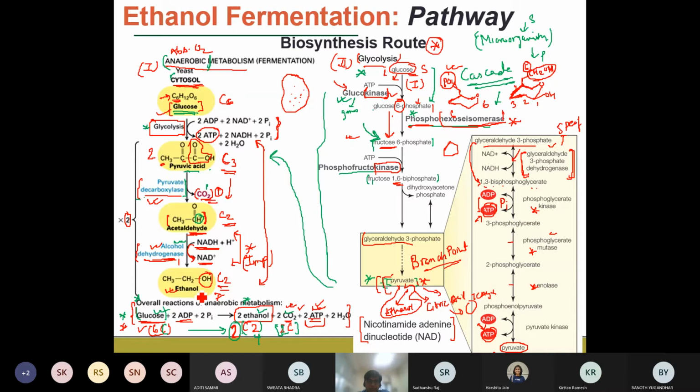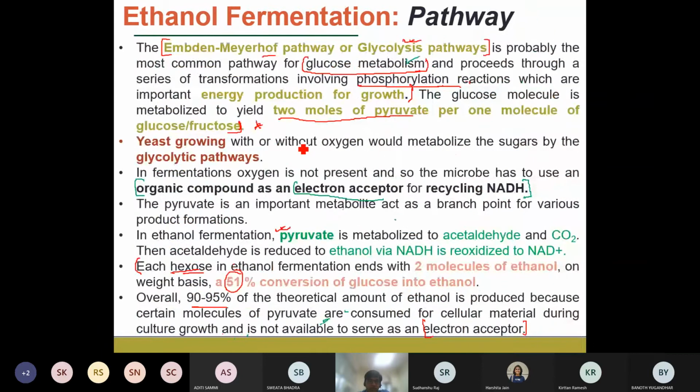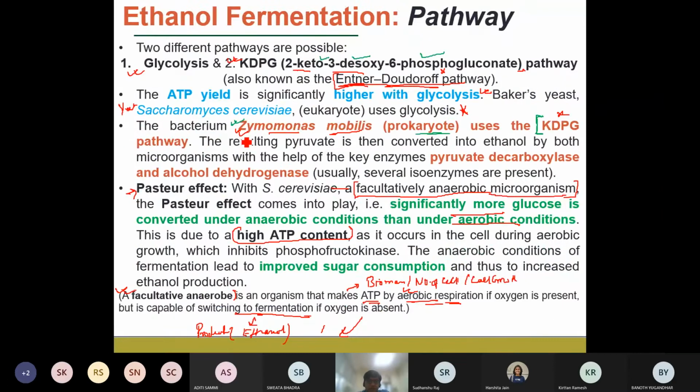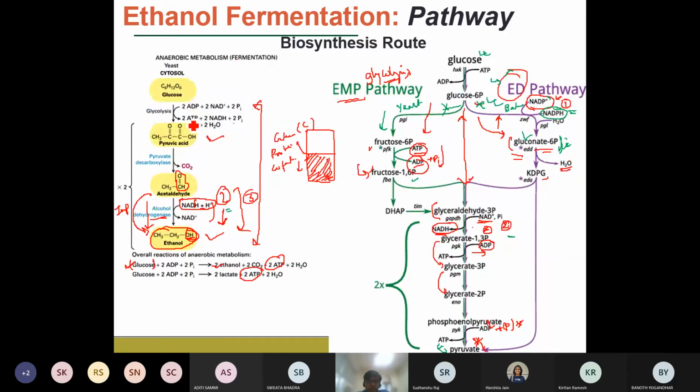And we have seen that, for example, if you have a bacteria or if you have a yeast, the pathway for the yeast is different from the pathway followed by the bacteria. The bacterium in this case was the Zymomonas mobilis, and the yeast that we used was the Saccharomyces cerevisiae. So we looked into the difference in the pathways, and once you have the understanding, you have selected the microorganisms, and you have looked into the biosynthetic pathways.